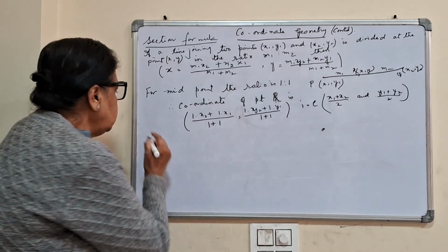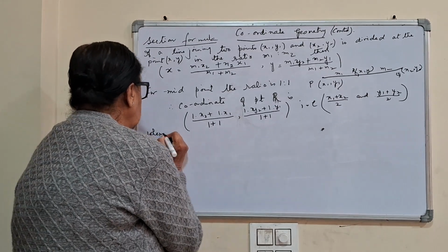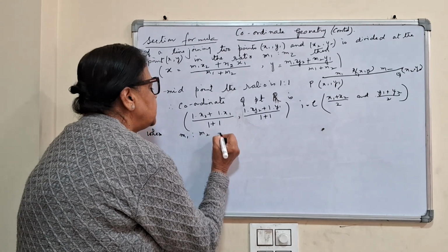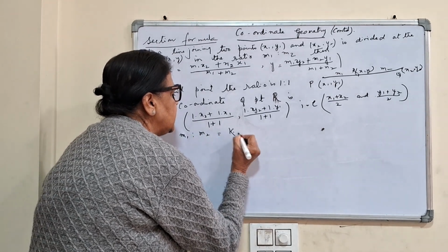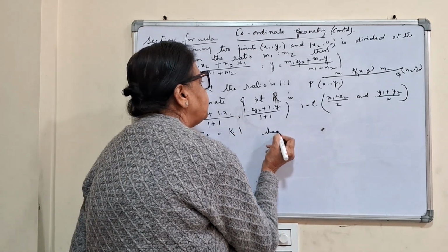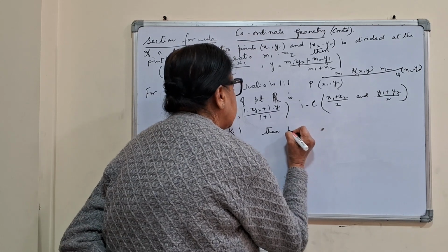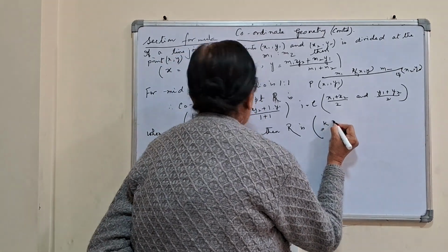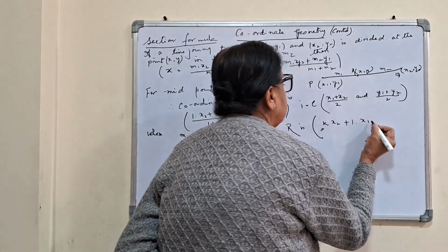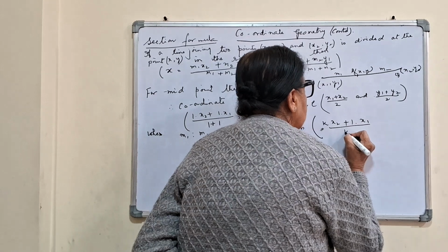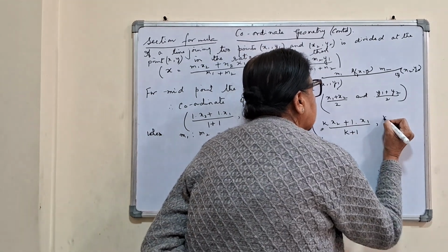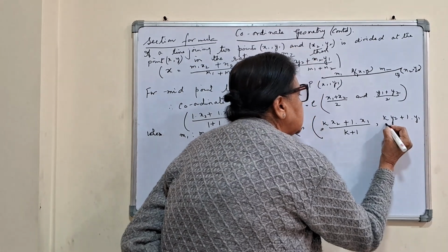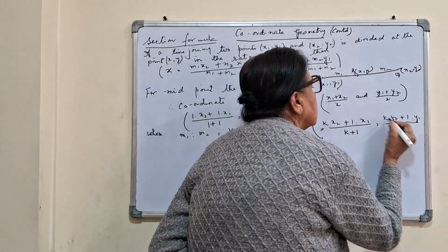Done? When m1 is to m2 is equal to k is to 1, then R is, comma, that is k x2 plus 1 x1 divided by k plus 1, comma, it is k y2 plus 1 into y1 divided by k plus 1.